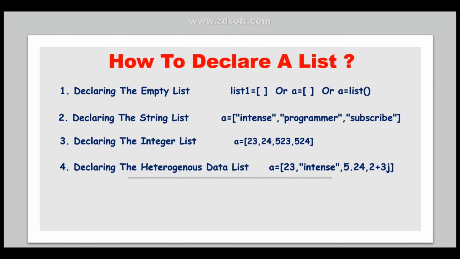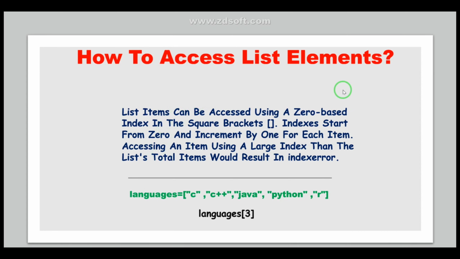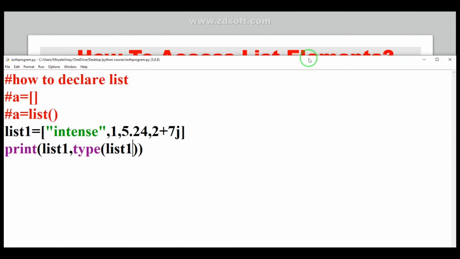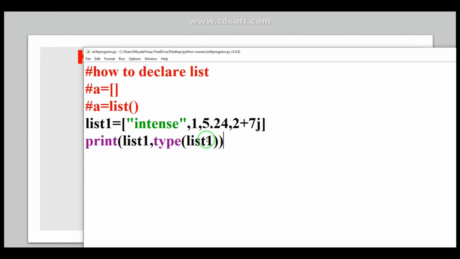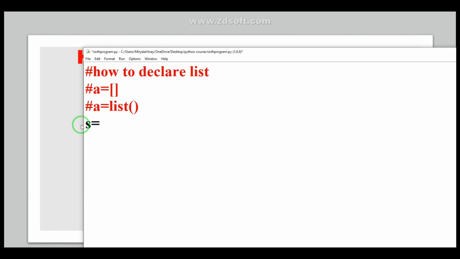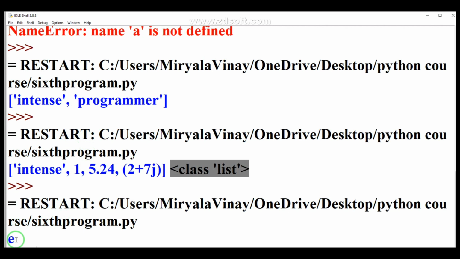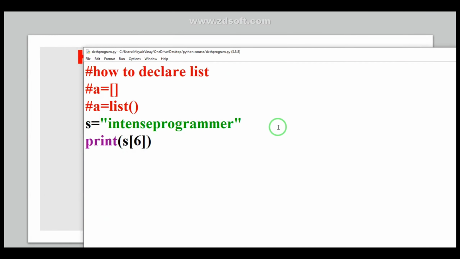Coming to the next part, how to access list elements. You know very well how to access string elements. Suppose we have a string s equal to instance programmer. As I was telling in the previous video, you can simply call the variable name and use square brackets, and in that put an integer value or a negative value also. Suppose I put 6, you can see the output e.